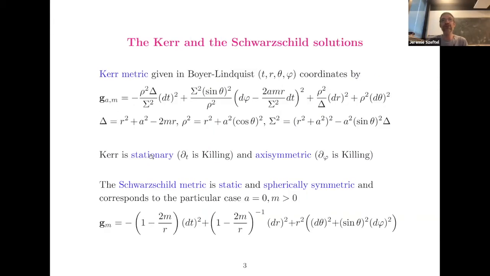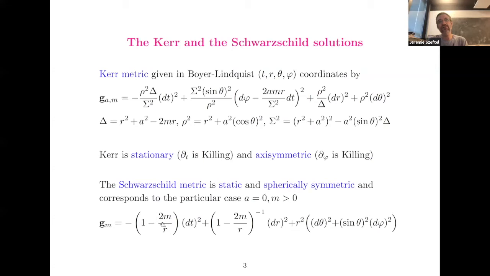Now, if I come back to this formula, you see that the coefficients 1 minus 2M over r in front of dt squared and dr squared converge to 1 as r goes to infinity. And once they have converged to 1, at the limit, you recover the Minkowski metric written in spherical coordinates. So that means that these metrics are asymptotically flat. And in fact, for Kerr, it would be more difficult, but you can also check it's true. So these metrics are asymptotically flat, which means that as r goes to infinity, they look like Minkowski.